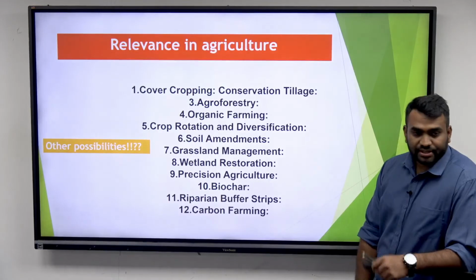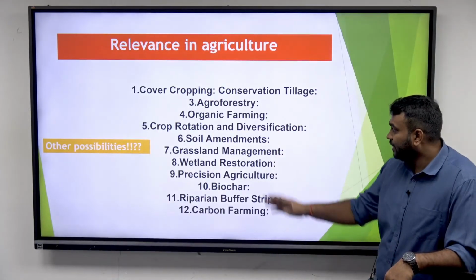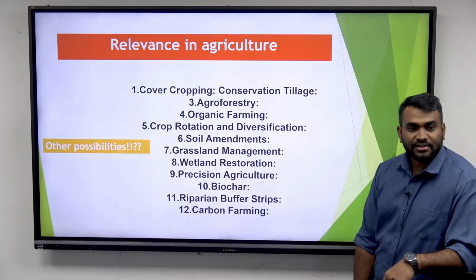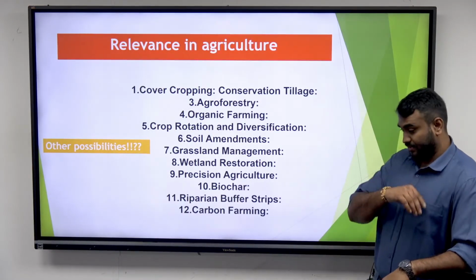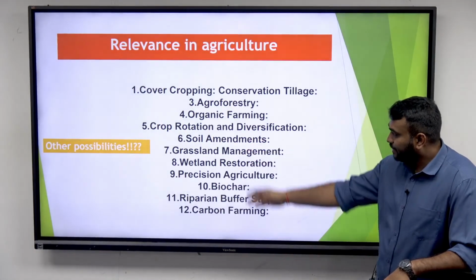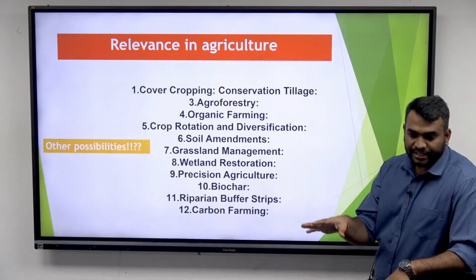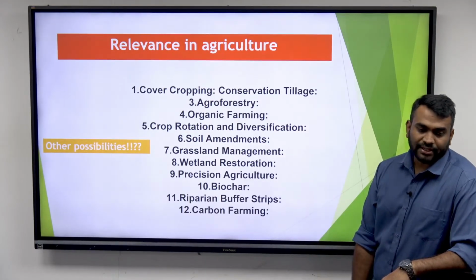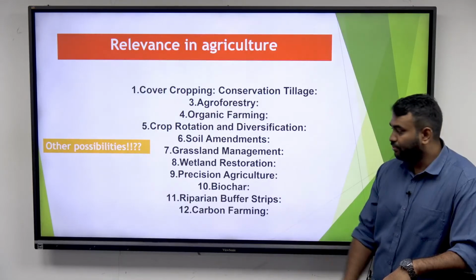And then conservation tillage, I told you, agroforestry, then modified forms like organic farming, natural farming, precision agriculture, all those things. Then crop rotation, grassland management, soil amendments. That is to say, if you are going to maintain proper fertility in the soil, then there is no need for you to put artificial fertilizers. So that is also an important one.